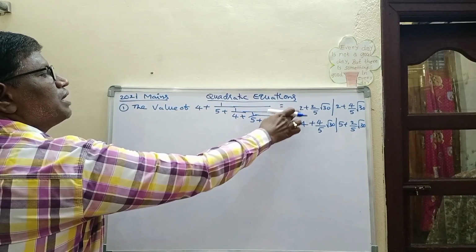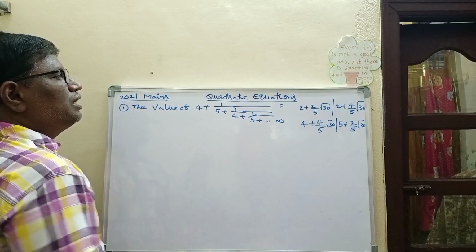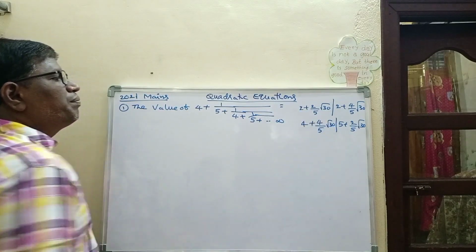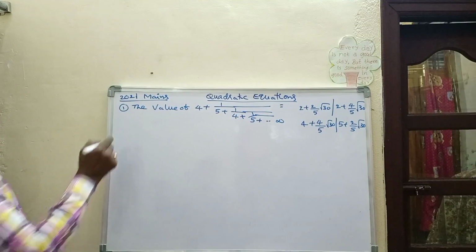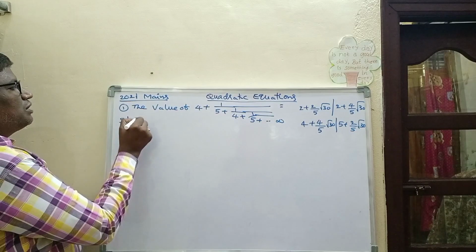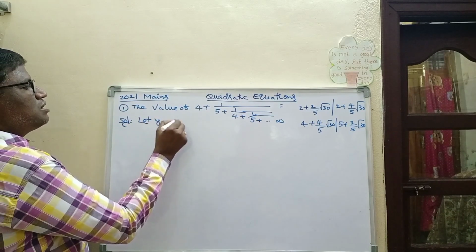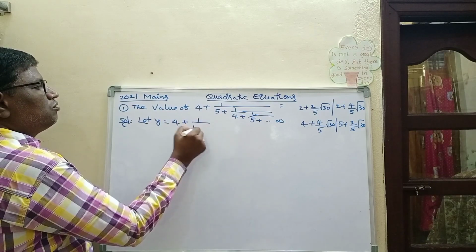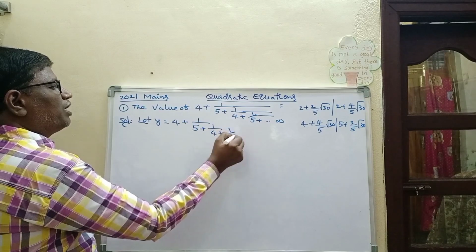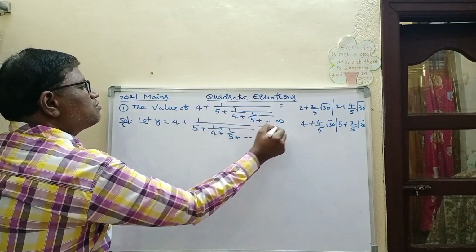Option 1: 2 plus 2 by 5 root 30, option 2: 2 plus 4 by 5 under root 30, option 3: 4 plus 4 by 5 under root 30, and coming to the last option, 5 plus 2 by 5 under root 30. And now look at the solution. So solution. First, the given expression is taken as y. y is equal to 4 plus 1 by 5 plus 1 by 4 plus 1 by 5 plus so on infinity. This is taken as y.